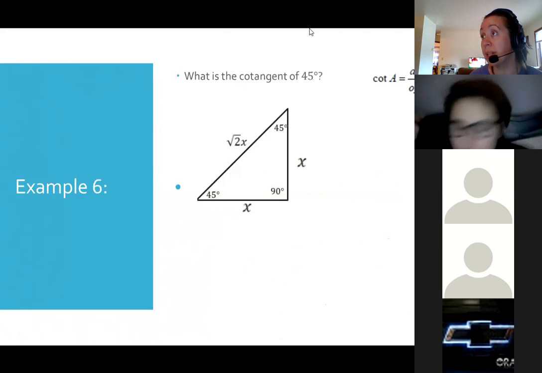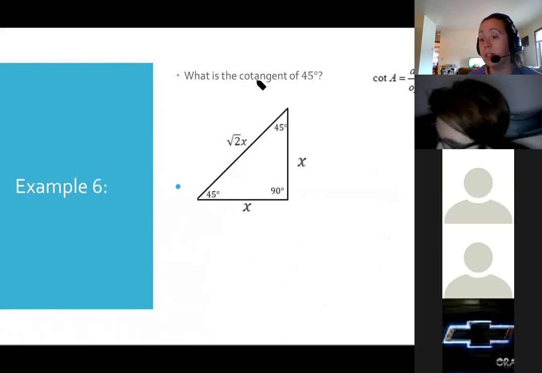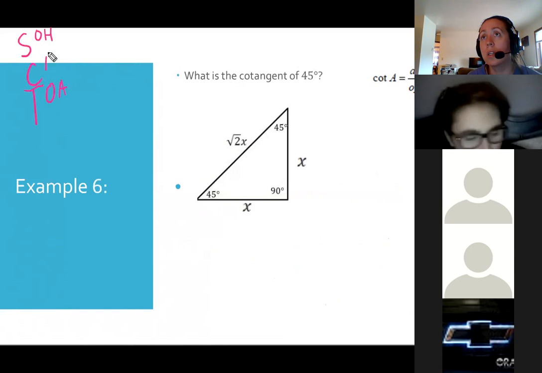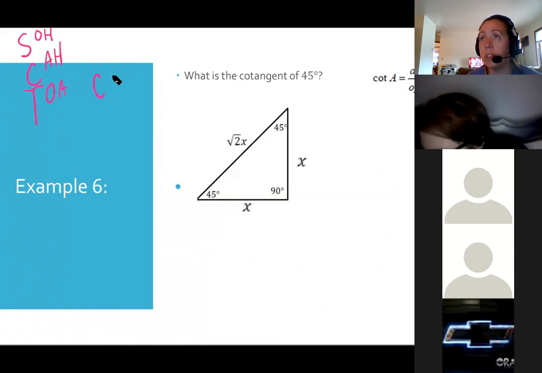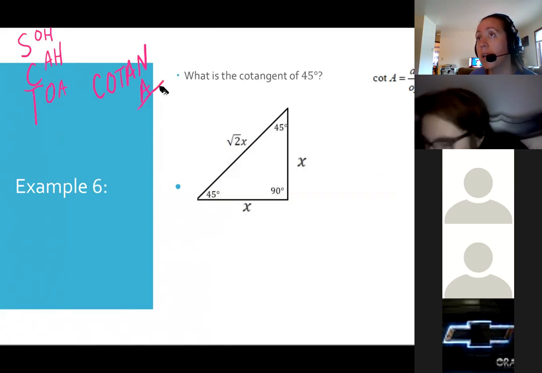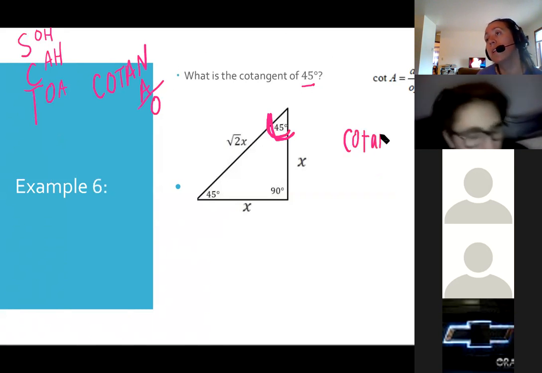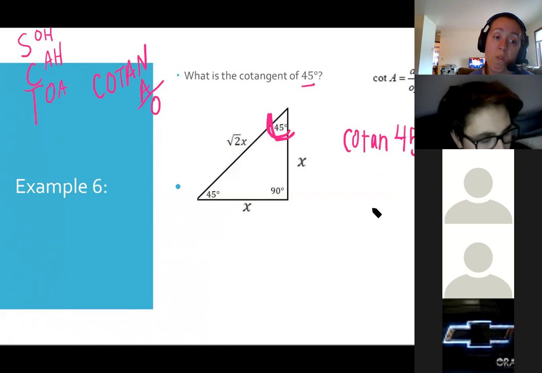Cotangent now. Cotangent has the word tangent in it, right? So cotangent is the opposite of tangent, and tangent is TOA if you do your SOHCAHTOA. I forgot how they abbreviate that. I think they just write cotan. Cotangent is the opposite of tangent. So instead of opposite over adjacent, we're going to do adjacent over opposite. And they want a 45. So let's focus on this 45 for a change. We'll do that one, even though it's not going to matter. So cotan of the 45, it's going to be adjacent over the opposite.